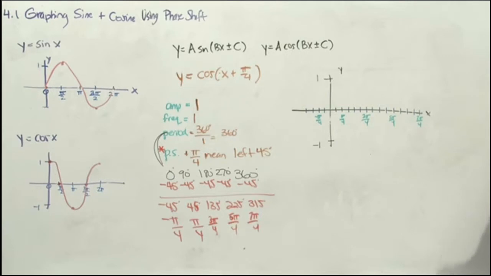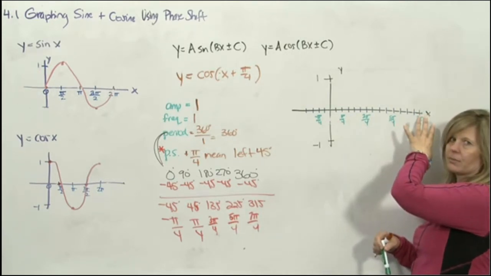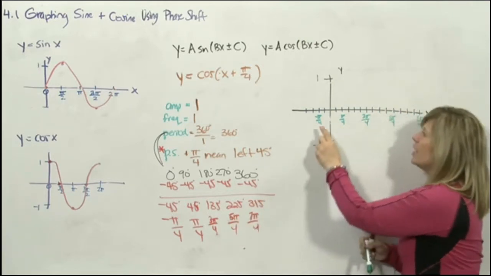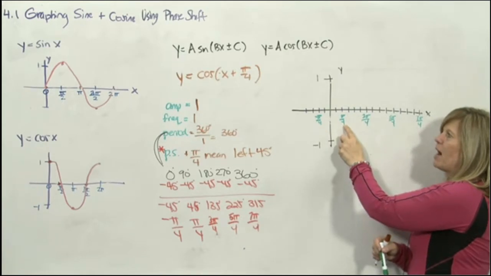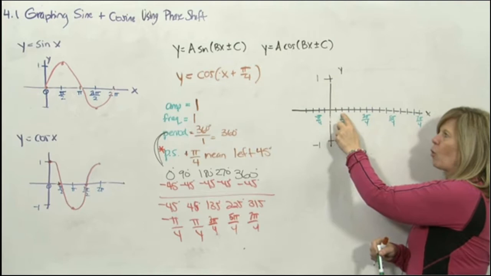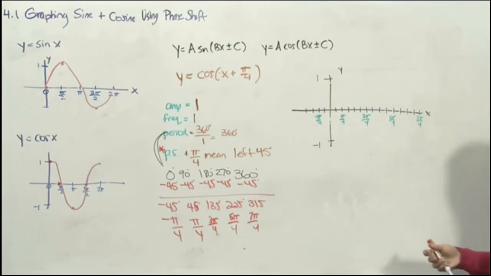So the biggest mistake we make when we set up our x-axis is not making sure all our radian measures here are equally spaced. Here's negative 45, and here's positive 45. There is 1, 2, 3, 4 lines between them. So you have to do that for everybody. Now we're ready to graph.